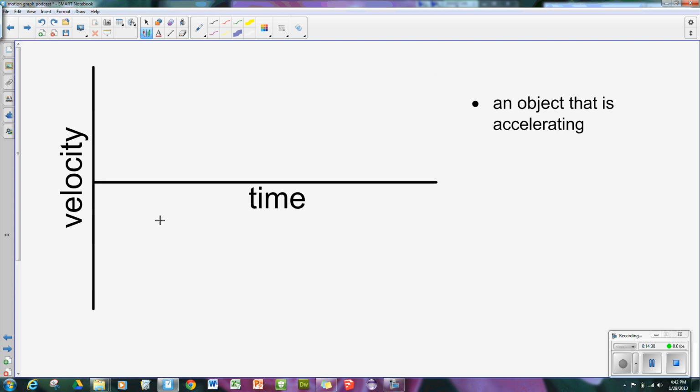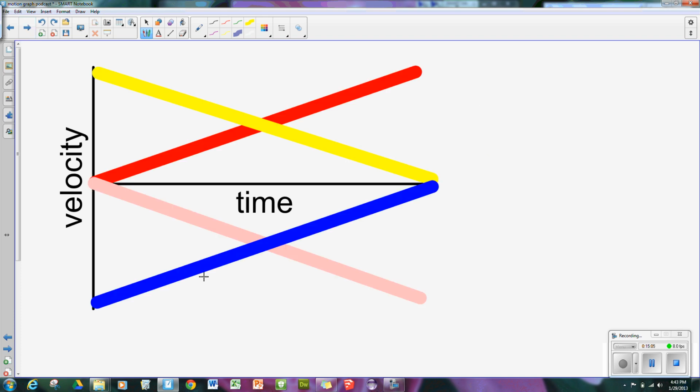Continuing on, if we have an object that is accelerating, then our velocity is not equal to 0. Our change in velocity is not equal to 0. Therefore, our acceleration is not equal to 0. And we get four possibilities, because remember we had four possibilities for acceleration on the position time graph. So let's take one at a time here.